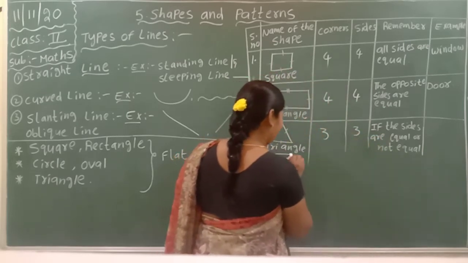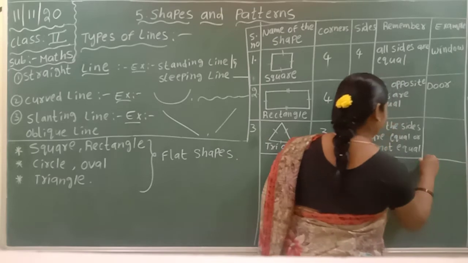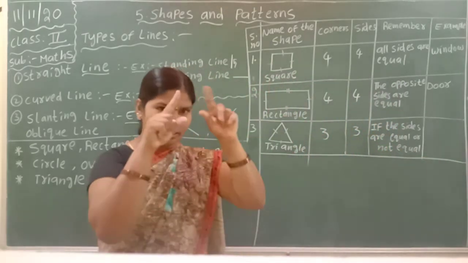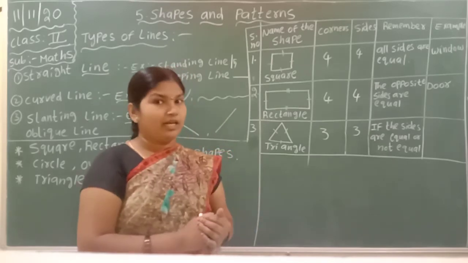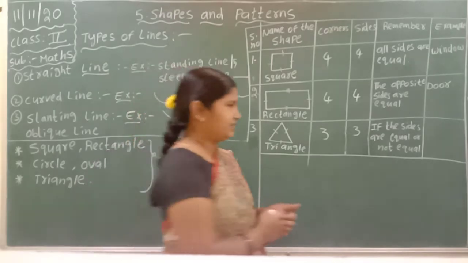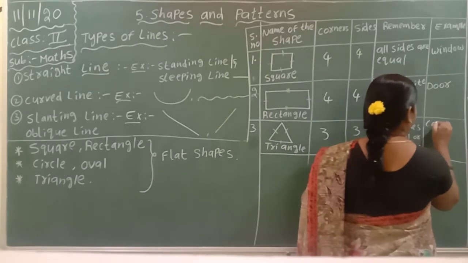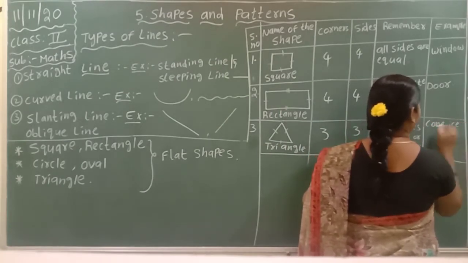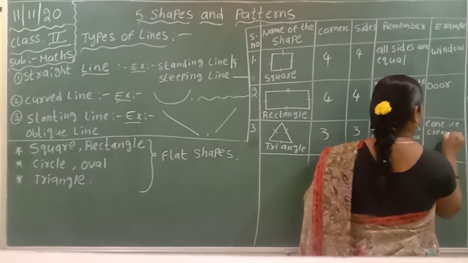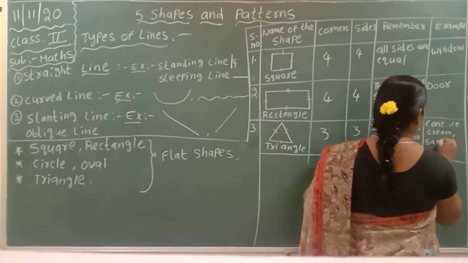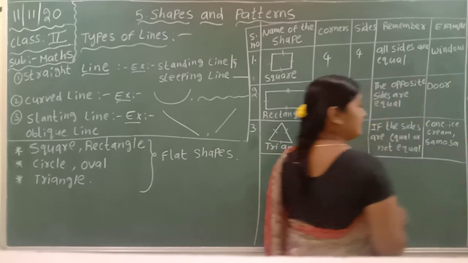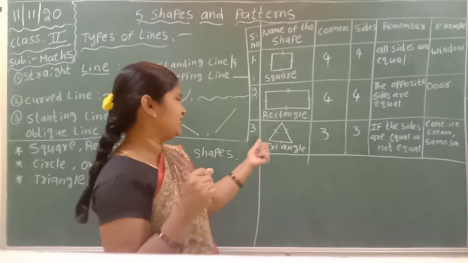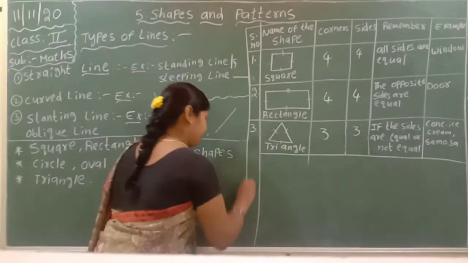What is the example of triangle, children? Tell me. Shape of triangle. Cone ice cream. Yes? Cone ice cream. And samosa also. Yes or no? What is the shape of samosa? Okay, that is also triangle.